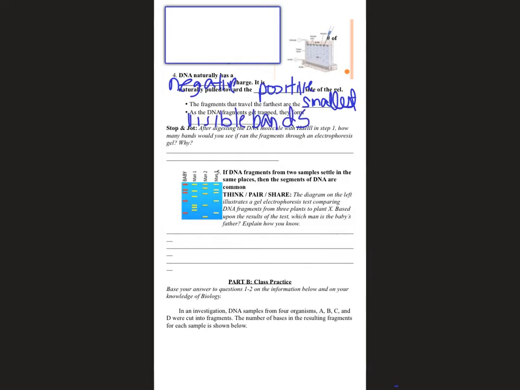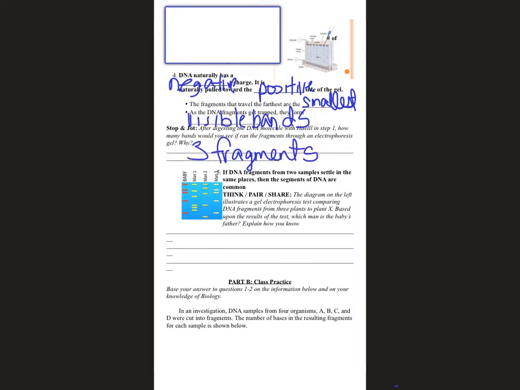Stop and jot. After digesting the DNA molecule with restriction enzyme in step 1, how many bands would you see if those fragments were run through a gel electrophoresis test, and why? If you remember, with that restriction enzyme, we only had to cut in places where we saw bases G and C next to each other. In that sequence, we only had to make 2 cuts, resulting in 3 DNA fragments.